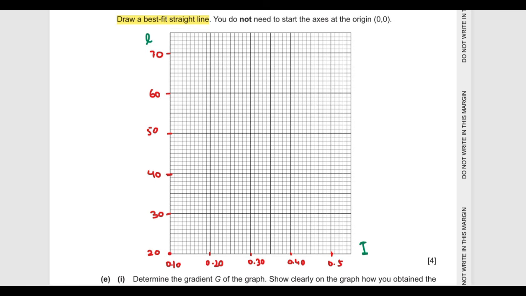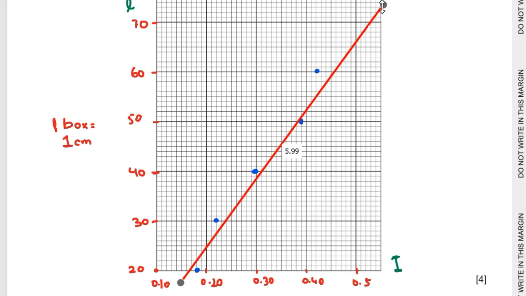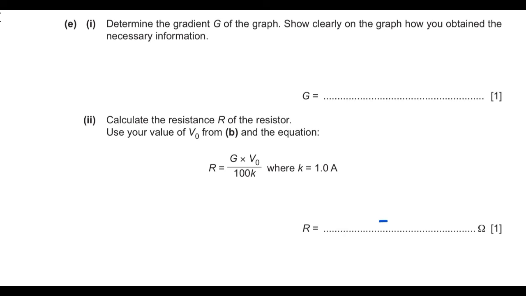I have selected a suitable scale for my readings. On the y-axis, one small box represents 1 centimeter. On the x-axis, one small box represents 0.01 amperes. Now I am putting the values of the table in the graph. After plotting the values, I will draw the line which best fits my data. So I think this is the line which is most suitable for my data.